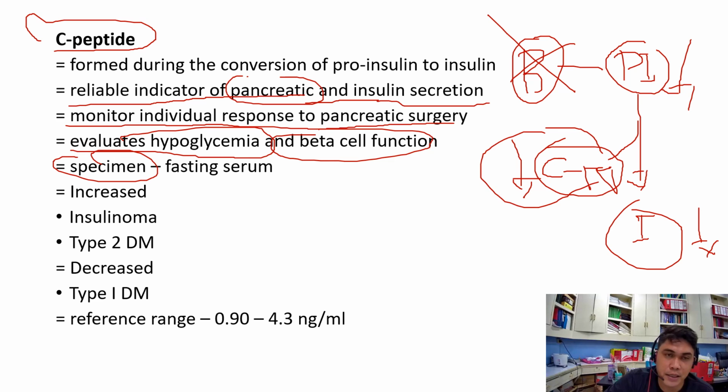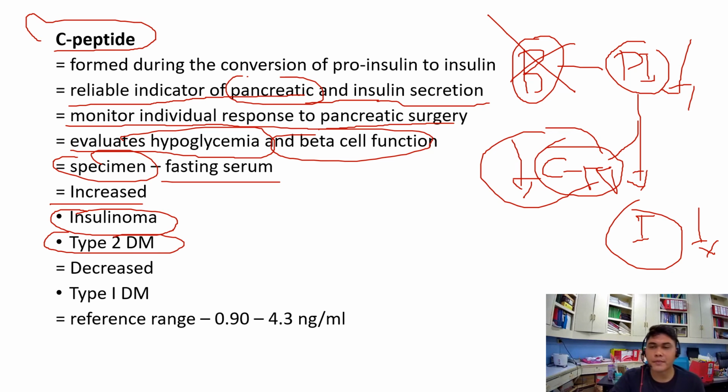The specimen is fasting serum, because after a meal, it's expected that the level of C-peptide is increased. So C-peptide is affected by a recent meal. C-peptide is increased if there's insulinoma. In insulinoma, there's a tumor that produces an excessive amount of insulin, so increased insulin, increased C-peptide.